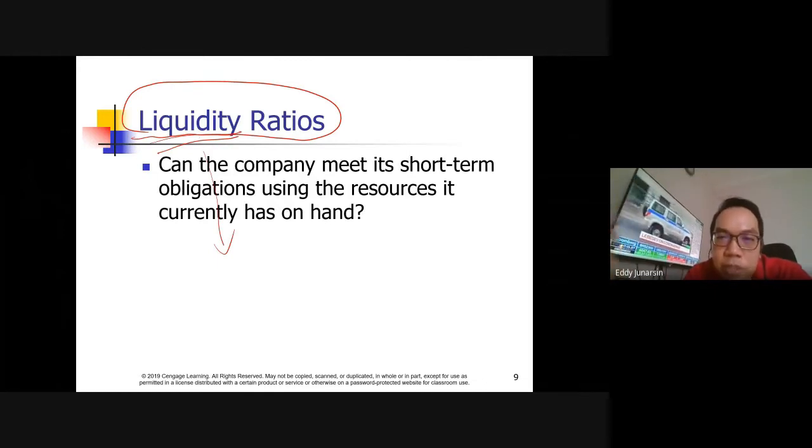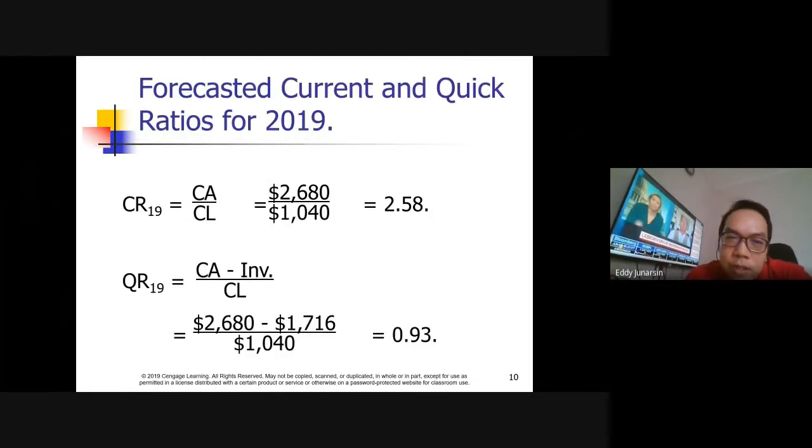Your current position. So can you meet your liabilities, short-term liabilities, using your resources, especially your short-term assets? So again, this ratio measures how strong or how good you are in fulfilling your short-term liabilities, right? Whether you are liquid or illiquid. Okay, so there are some famous ratios here. The first one is current ratio. Current ratio.